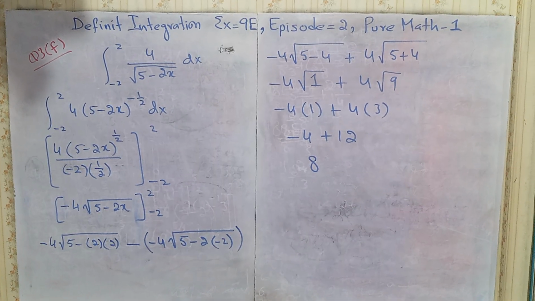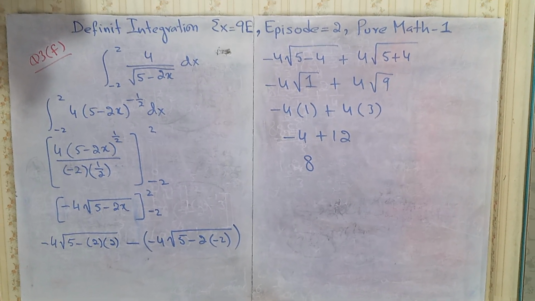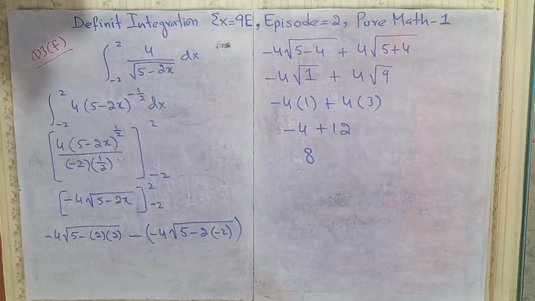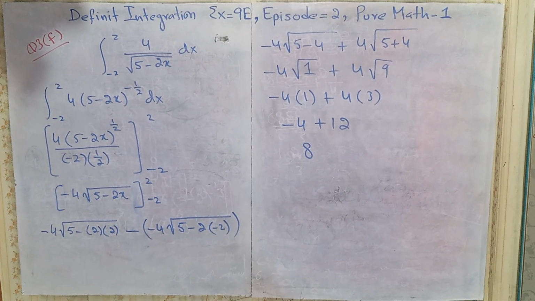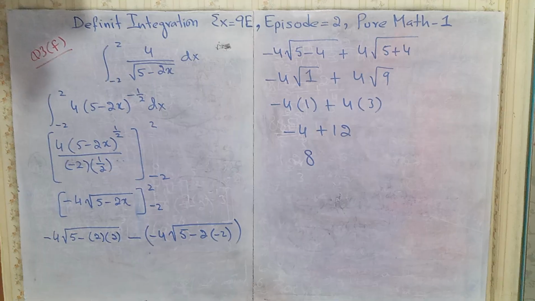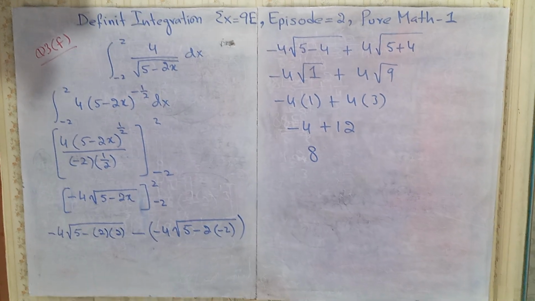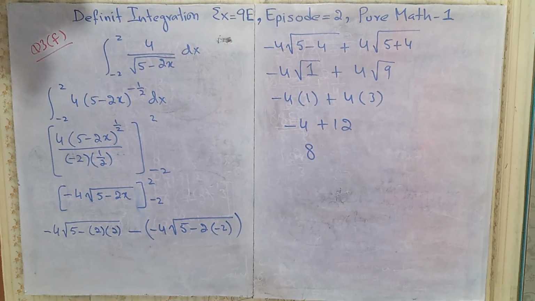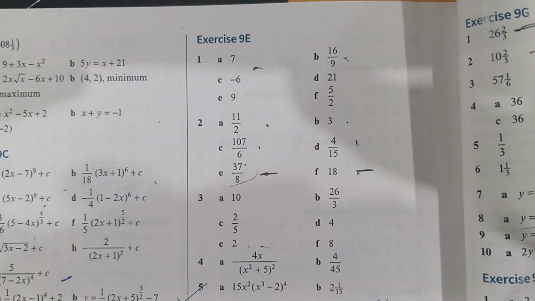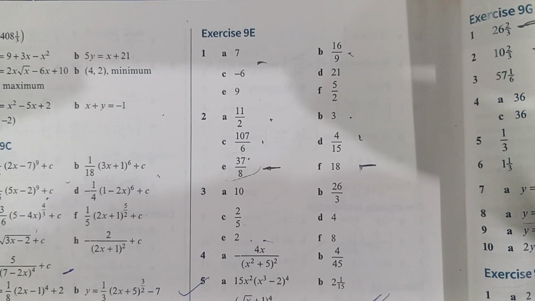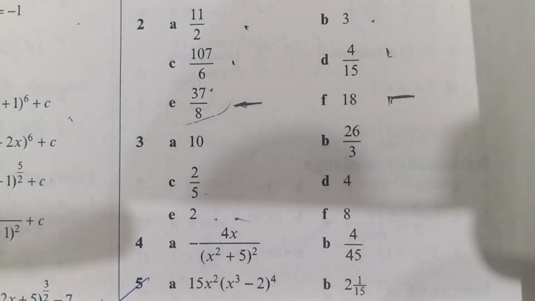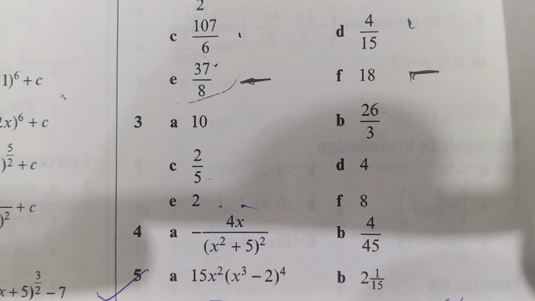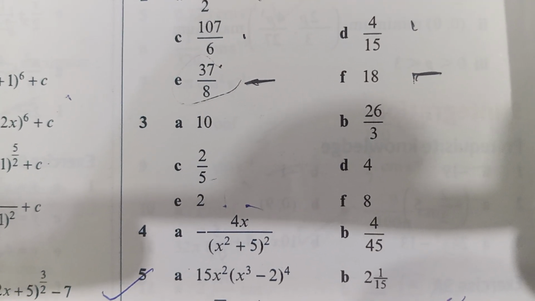You see, we are working on exercise 9E, and this is our second episode on this exercise. In this video, we have done question number 3, A part, B part, C part, D part, E part, and F part. So let me show. My dear students, exercise 9E question number 3 and its answers for the A part, B part, C part, D part, E part are showing up on your screen.